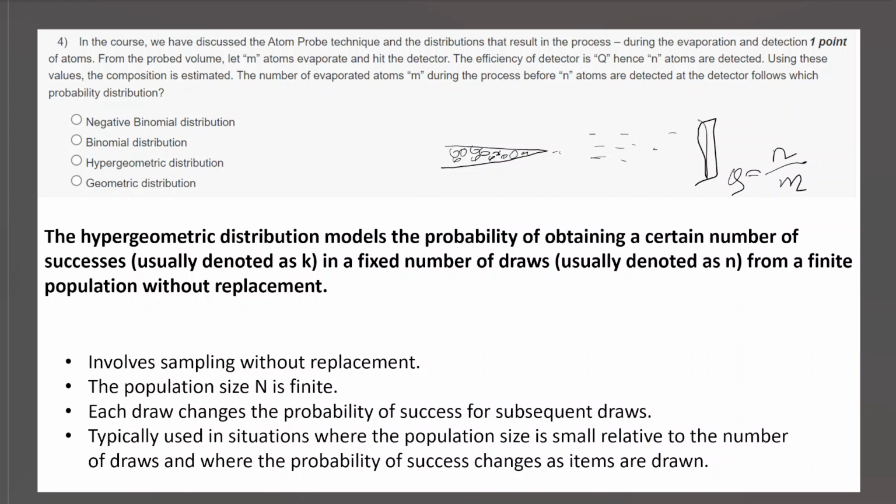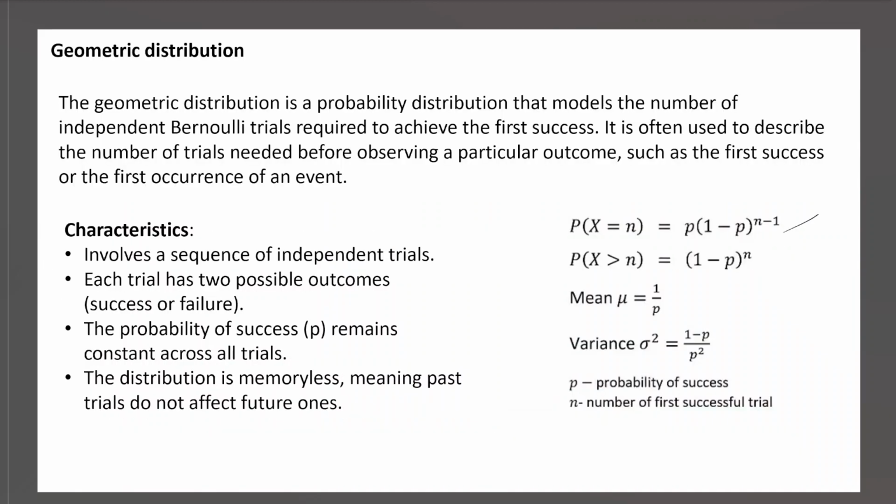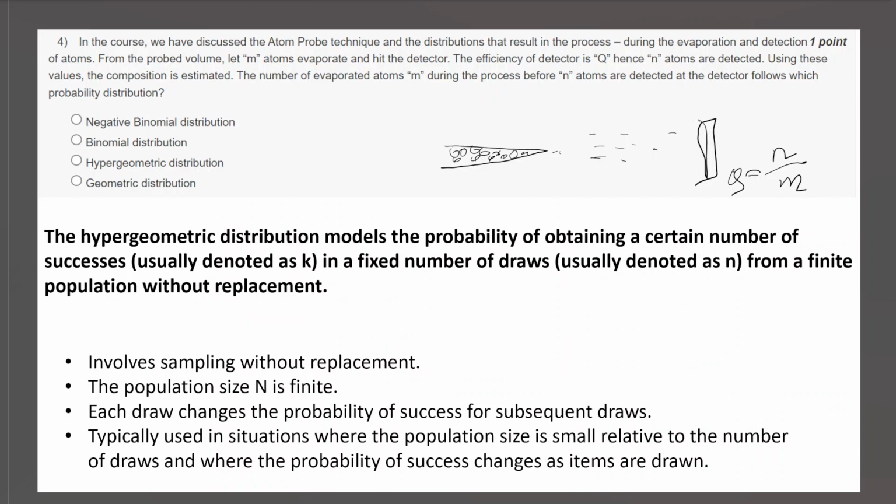Which probability distribution does this follow? We might think it is a geometric distribution, but once we go back and see its characteristics, it involves a sequence of independent trials, which means the past trials do not affect the future ones. But here, once some atom is evaporated, it is not conservative anymore. The number of atoms is reducing, the volume is reducing, which means the previous trials affect the probability of the future trials. So this is not a geometric distribution. This will fall under the category of hypergeometric distribution.